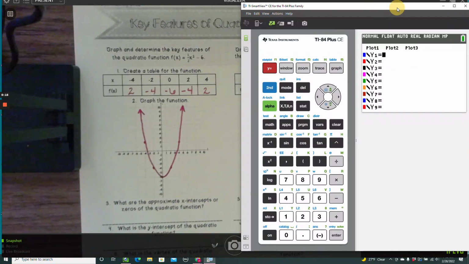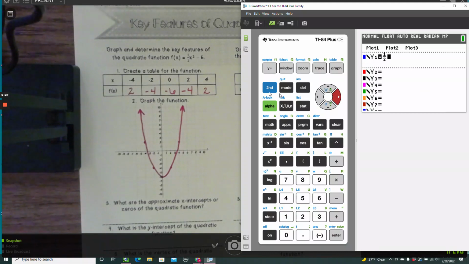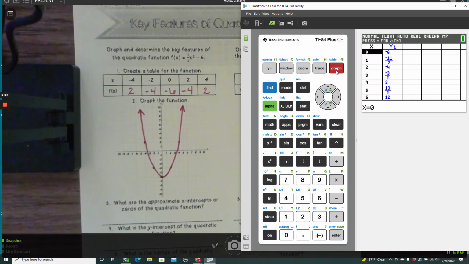So what we're going to do is graph this function, 1/2 x squared minus 6, and then find the key features. The first thing we did was create a table. The easiest way to do that is in y equals, type your equation in, and then go to second, table. And you can pull your information, and that's what I did.